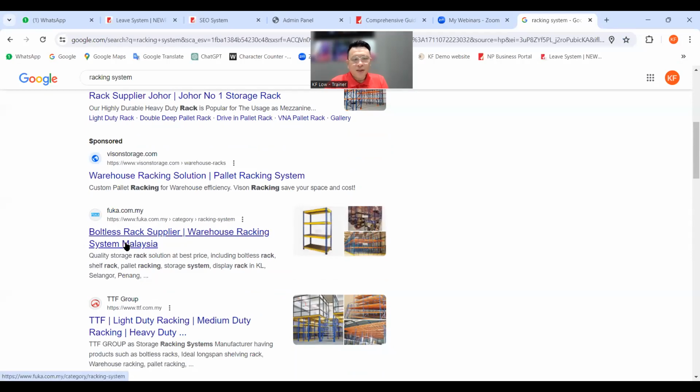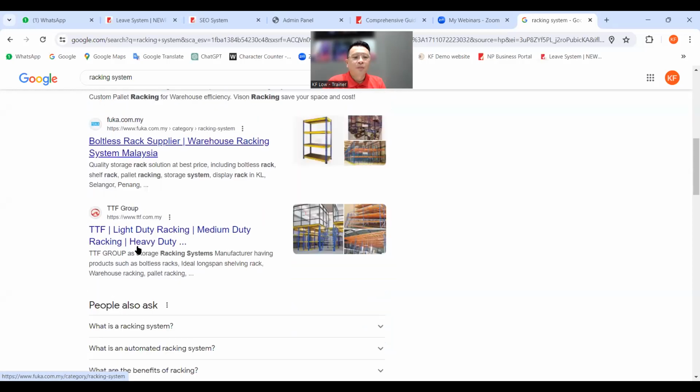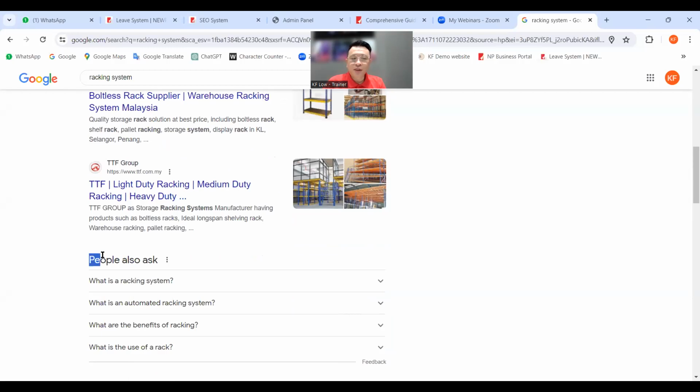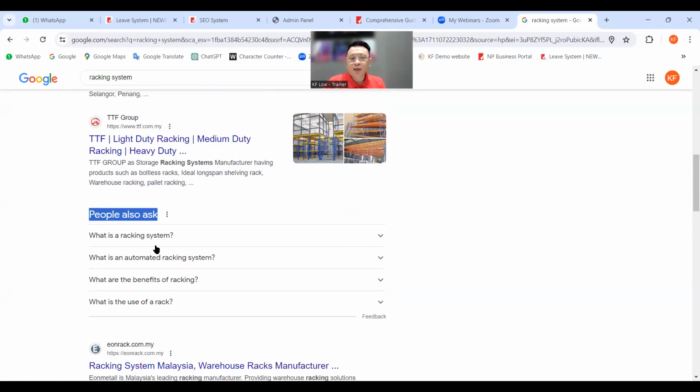You will want to study how they actually use their keywords on their website, and what keywords they actually use. Example here, like bookless rack, supplier, warehouse racking. Of course, you can just go into their website and find out more information. But there's also another way, which is People Also Ask, for example what is a racking system, especially if you are thinking of writing a blog or news on your website. So these are some of the ideas that you can refer to.